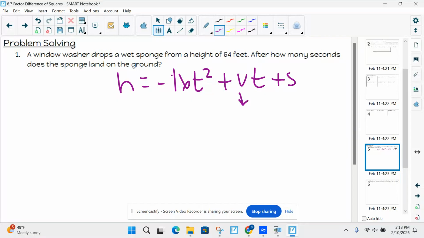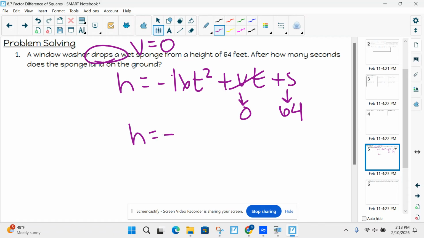The initial velocity, since the sponge is being dropped, is 0, assuming that he's not pushing it down. So if that's 0, this term is going to completely cancel out, and then 64 will be our initial height. So we'll say h equals negative 16 t squared plus 64. After how many seconds does the sponge land on the ground?